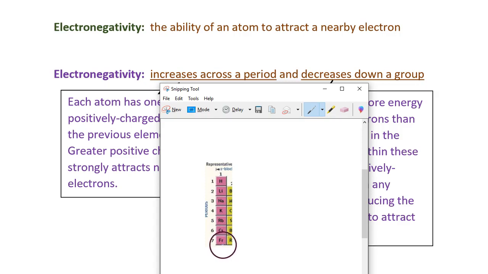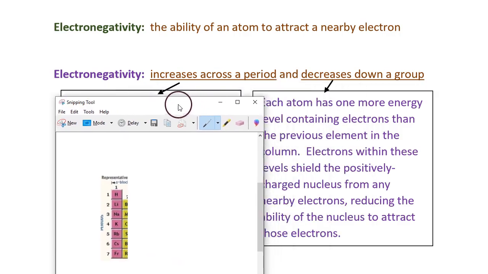Francium has very little ability to attract additional electrons. An atom of francium doesn't want to attract any additional electrons. Instead, francium is likely to lose an electron to form a cation. The reasoning for the trend is shown in the box.